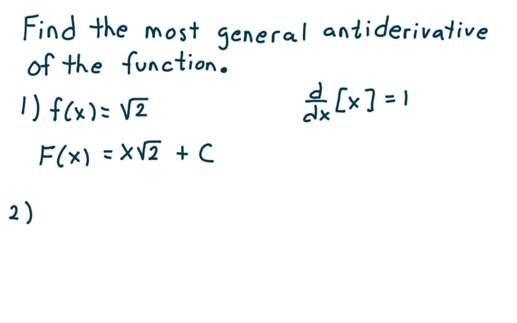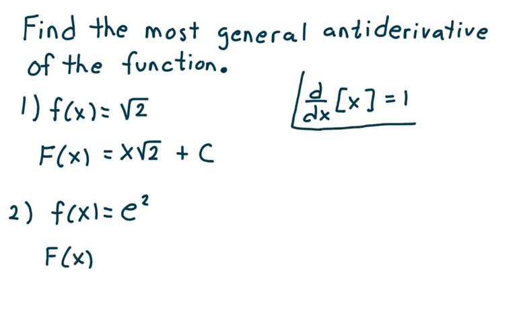Example 2. Suppose f of x is equal to e squared. Just like in example 1, remember e is a number, e squared is a number. So if I want capital F of x, we go back to this. The derivative of x with respect to x is 1. So the derivative of e squared times x with respect to x will be e squared. And so this is e squared x plus some constant c.